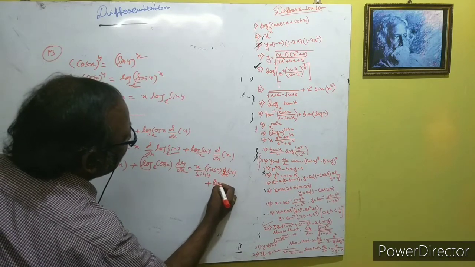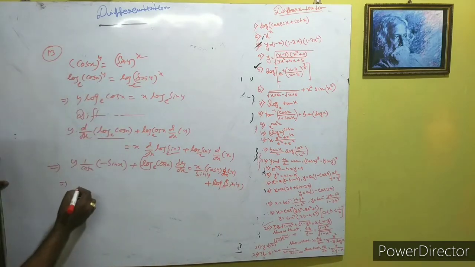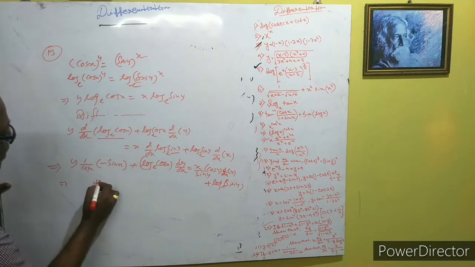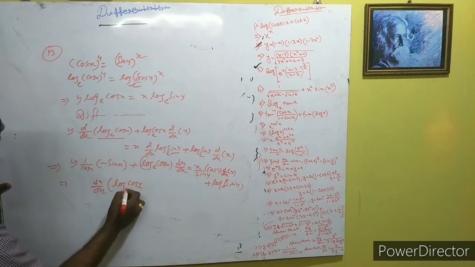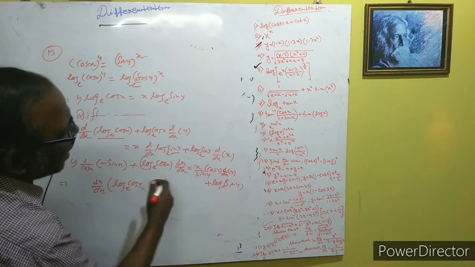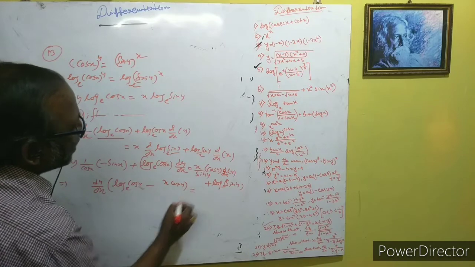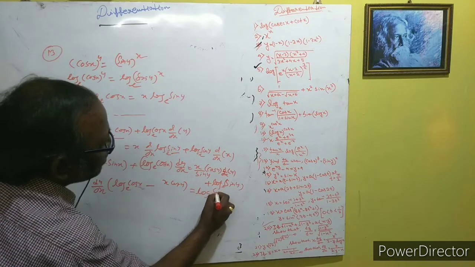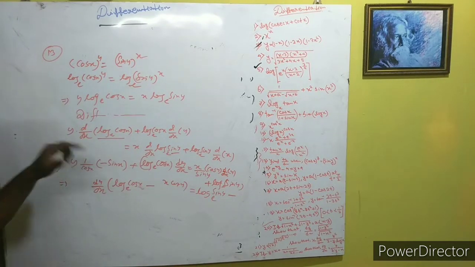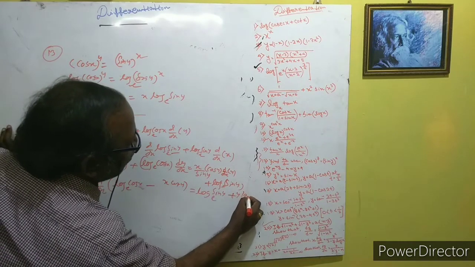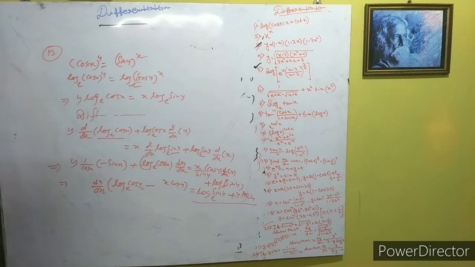Plus, so we can write here, take a common dy by dx. So this is your log to the base e of cos x, and this is shifted to the left hand side. So here x into cot y, and this is equal to log sin y, and minus, these are shifted to the right hand side. So we get here minus, so as a plus y into tan x. And this part is divided by the right hand side, then we get the answer.